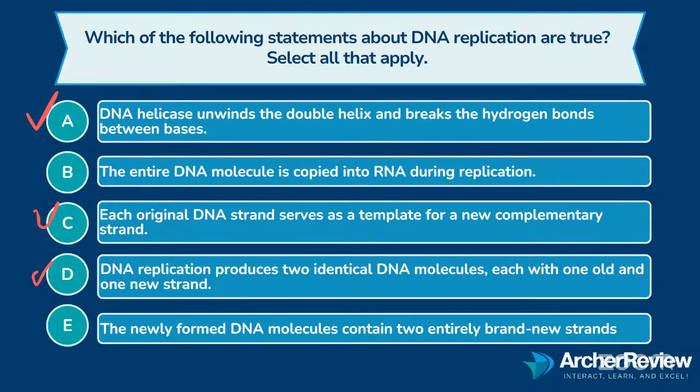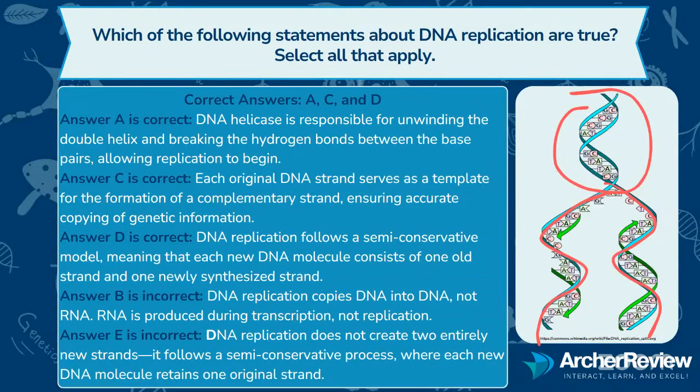So let's take a look at B. What's wrong with it? The entire DNA molecule is copied into RNA during replication. So this is what's wrong with it. There is no RNA used in replication. RNA is only used in protein synthesis. E, the newly formed DNA molecules contain two entirely brand new strands. No, as we see in our illustration here, we have an old strand and a new strand, an old strand and a new strand.